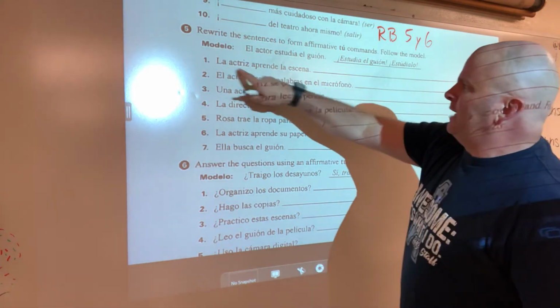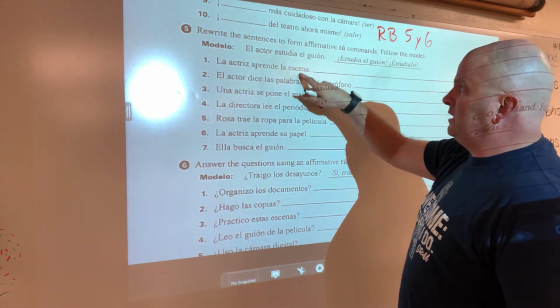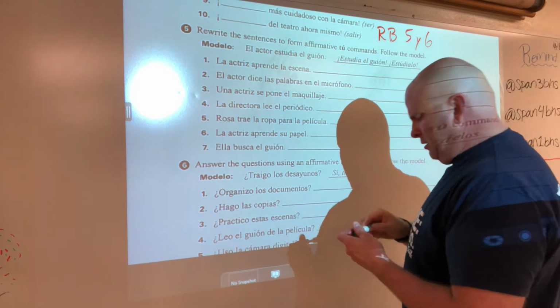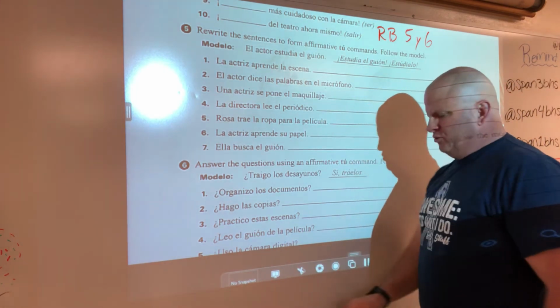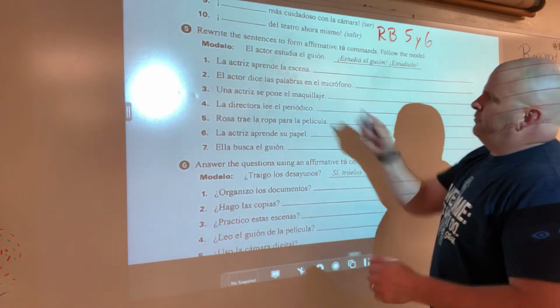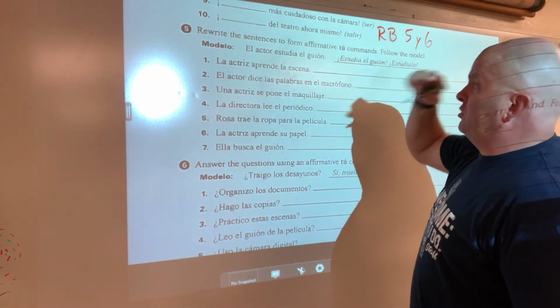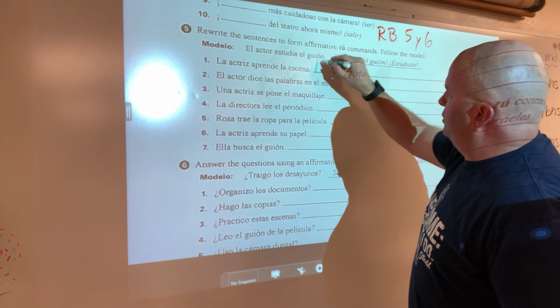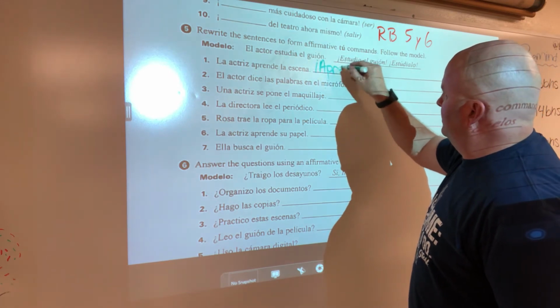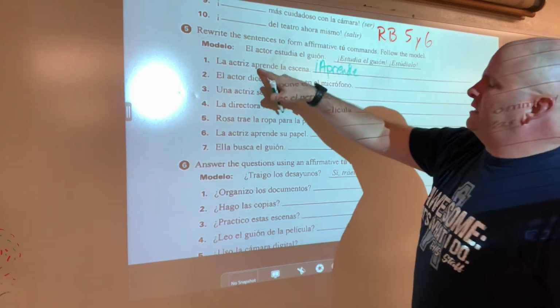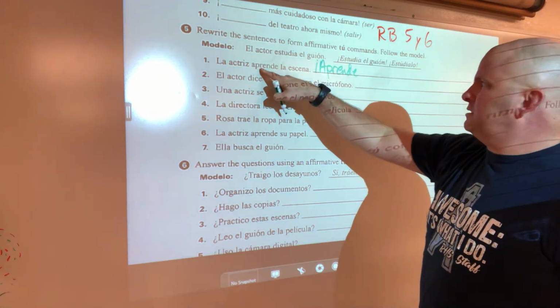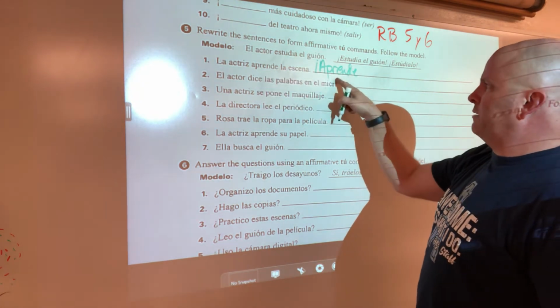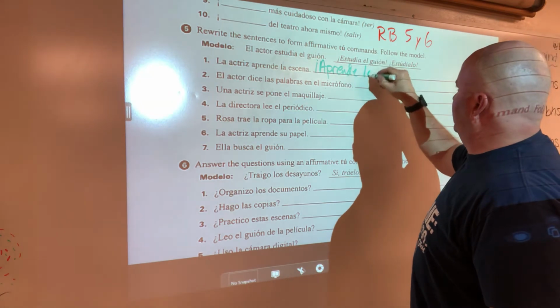So it says the actress learns the scene. She's learning the scene. Sounds kind of weird, but anyway, we'll just put it. So now we're giving her directions. Learn the scene. So it doesn't change anything. So we go aprende, right? Because this is the él/ella form in the present tense, so that now also works as our command. Aprende la escena.